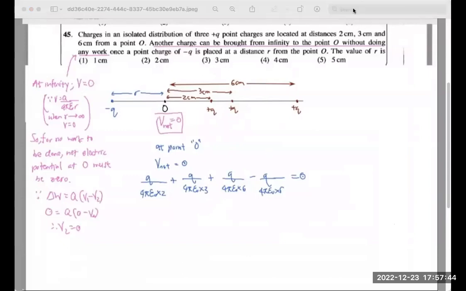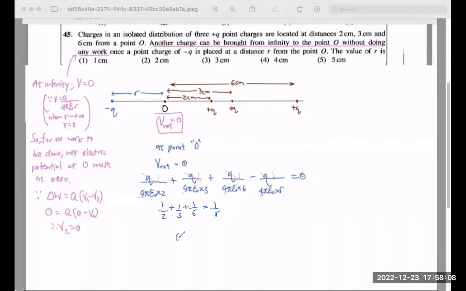Right, now what did we do after this? After we have figured out everything, it's all about just simplifying now. The maths work is remaining now. So you can cancel out all these q's, and 4 pi epsilon naught is common in everything. You can get rid of that as well, and you can take q to the other side and leave the numbers on this side. So it's half plus 1/3 plus 1 over 6 equal to 1 over r.